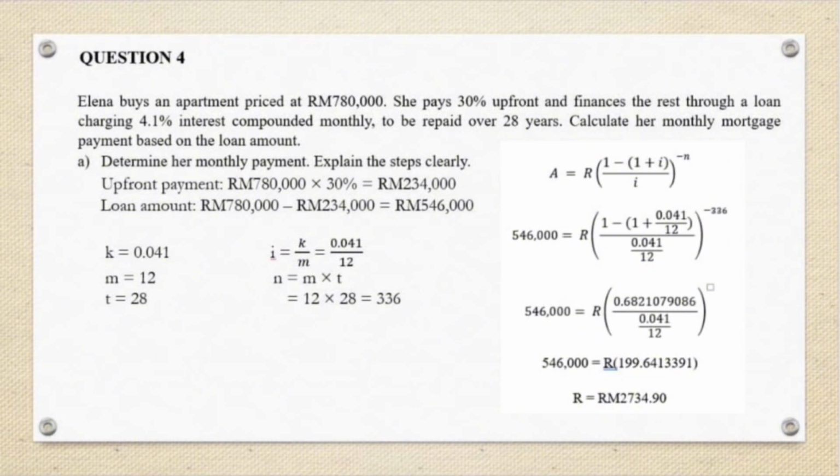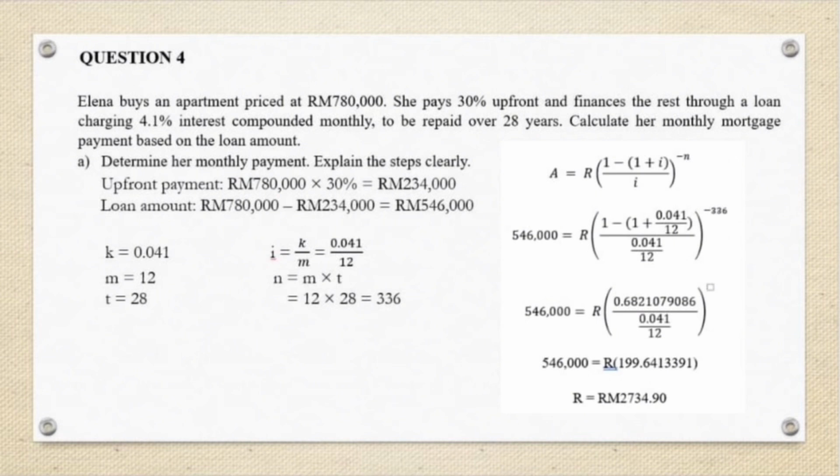Secondly, we have to find the loan amount since the question asked to calculate her monthly mortgage payment based on the loan amount. So we take the original price of the apartment, 780,000 ringgit, minus the upfront payment, 234,000 ringgit, which we will get 546,000 ringgit.